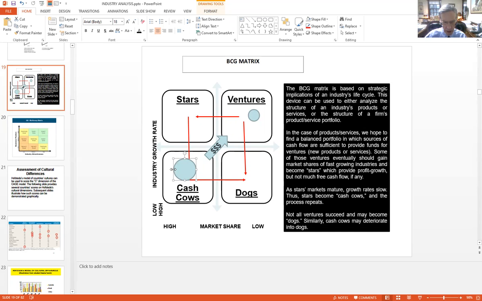So if we've got this sort of thing going on where we've got cash cows, stars, and ventures, then we've got a well-balanced portfolio. And that is, from a cash flow standpoint, very much to be desired.